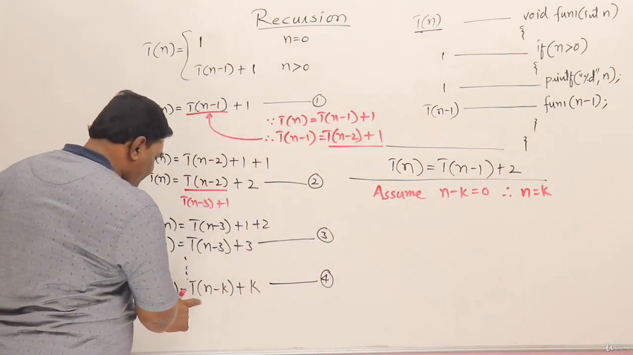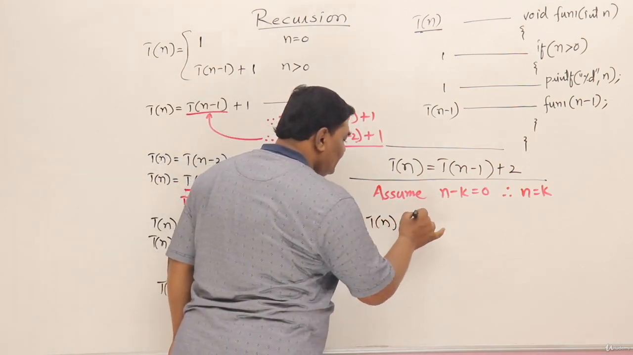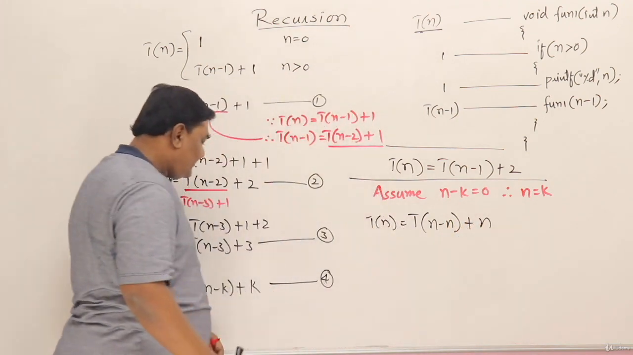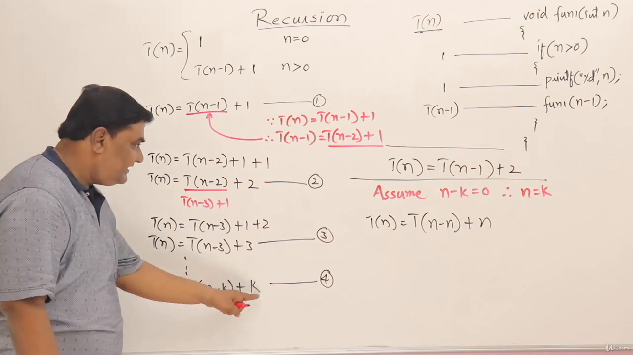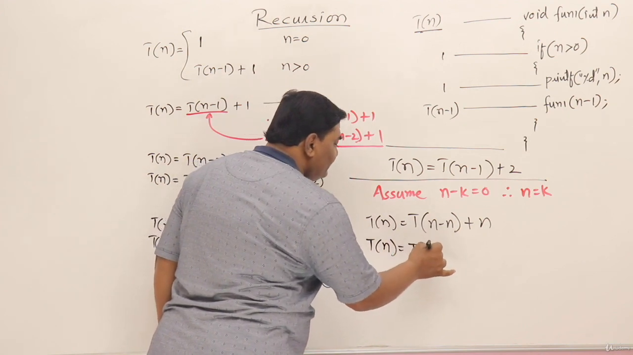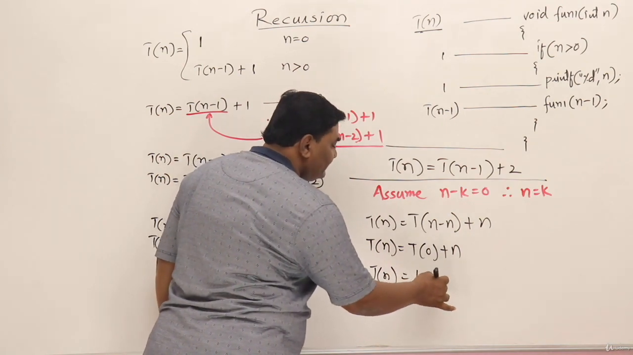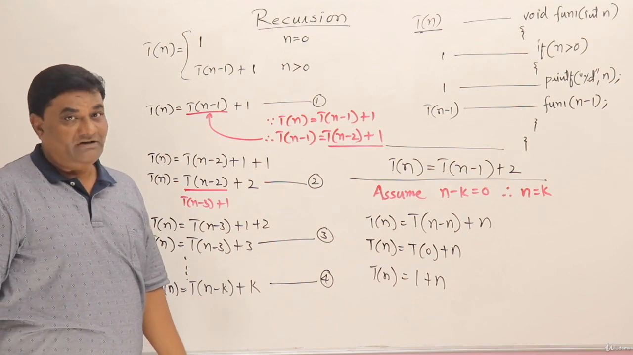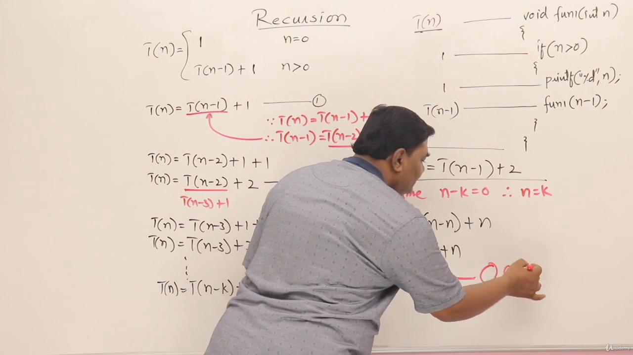So in this equation, if I substitute, that will be T(n) = T(n-n) + n. So in place of k, I have written n. So n-n plus n. So I got this one. This is T(n) = T(0) + n. So T(n) = 1 + n. So that's all, I got the answer. T(n) = 1 + n. This can be written as order of n.